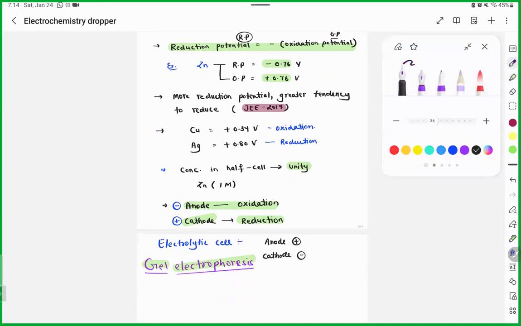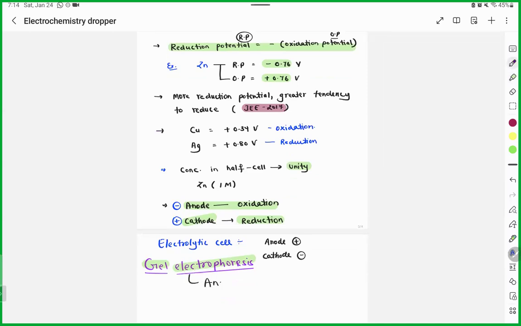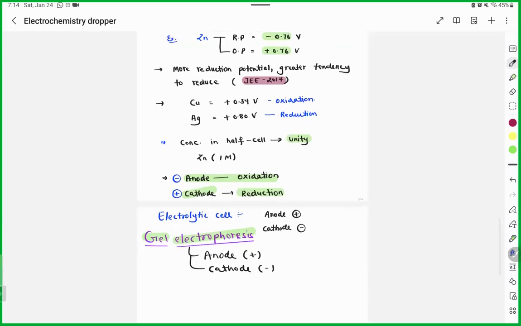In gel electrophoresis, at the anode you will have positive charge and at the cathode negative charge. Same thing in the atomic structure chapter. In the Thomson model, you see the cathode ray is the electron movement and the anode ray is the movement of the positive charge. So there also anode is positive and cathode is negative. Yes, this is correct.